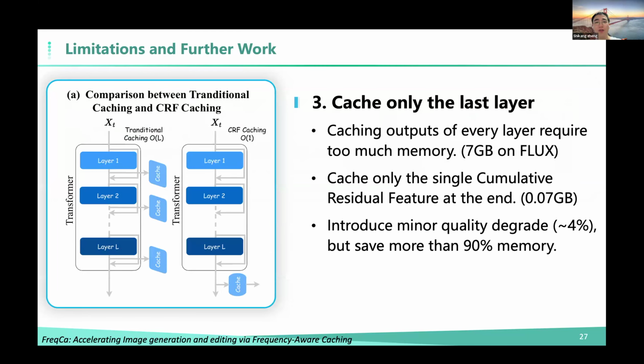And the third one is how to alleviate and reduce the caching memory. Instead of caching all of the layers' outputs, we try to cache just the last layer's output. This reduces caching memory by about 90%, and it also introduced only a minor quality degradation.